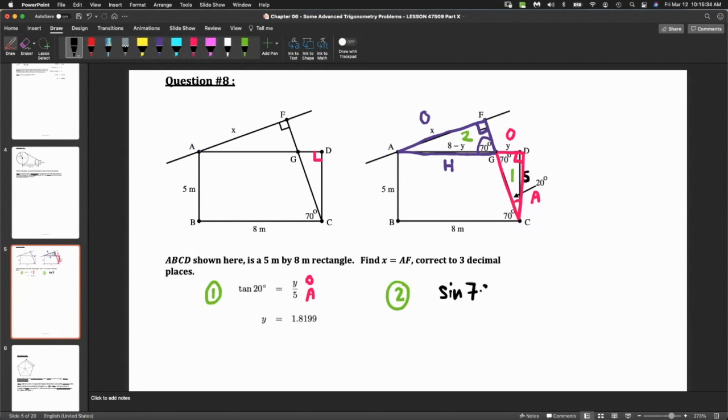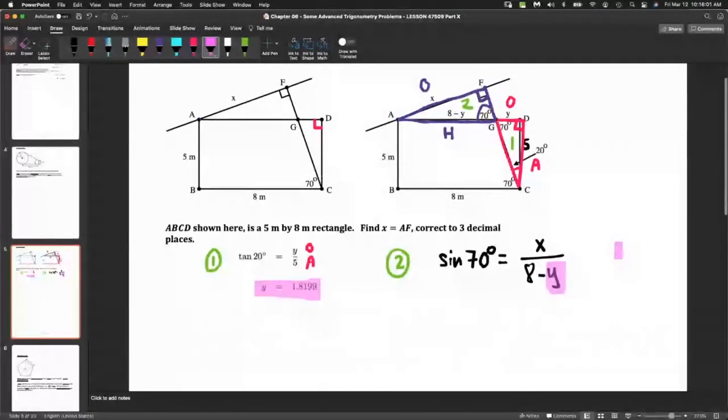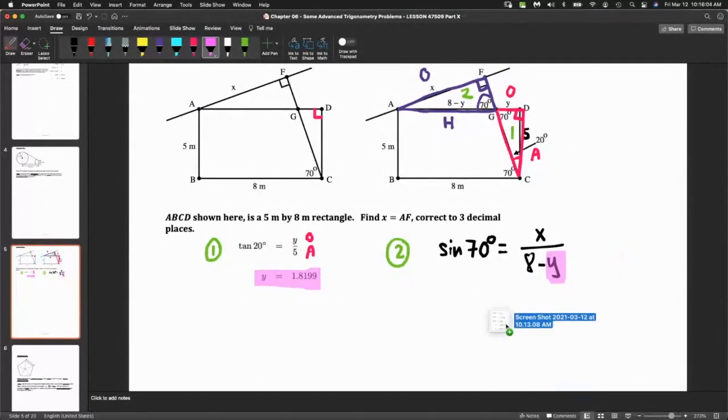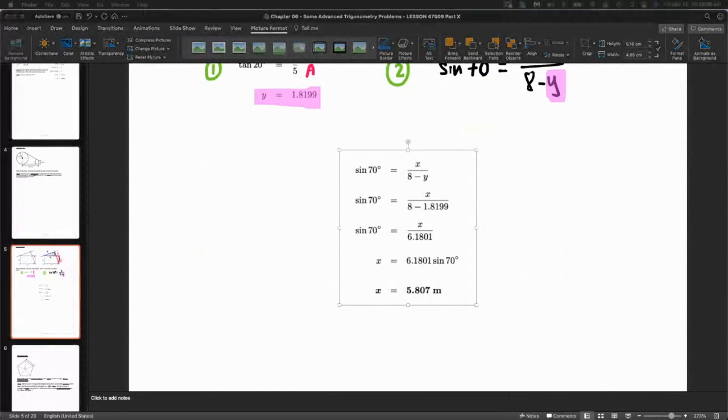This is why I like to copy and paste the pictures. Sine 70 is x over 8 minus y. Look at that. That's kind of scary, but don't panic right away. You know what y is. You can just plug in y right there and you're good. So that'll give us a very similar equation to the previous one. I'm going to drag and drop my answer there.